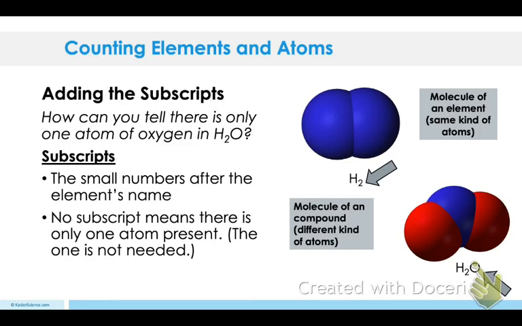How can you tell there's only 1 atom of oxygen in H2O? It is the small number after the element's name. No subscript means there is only 1 atom present. So this is kind of a review of the last slide. The 1 is not needed. The fact that you see the oxygen there means it's present; it would not be there if it was a 0. If there wasn't an oxygen there, it would just be H2. There's no point in putting all these letters and elements together if they're not actually in the molecule. Go ahead and pause here and go to the next slide.